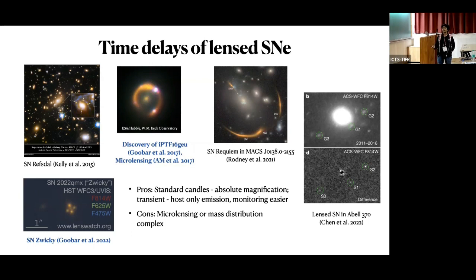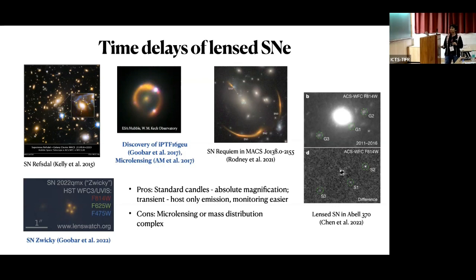The other interesting thing is that because it's a transient, after a while the supernova source will disappear, which leaves you with only the extended arc-like images of the background host galaxy, which are much cleaner to measure the positions of the arcs and get much more stringent constraints on the mass model. This is an additional advantage compared to the lens quasars, where the quasars are always there.